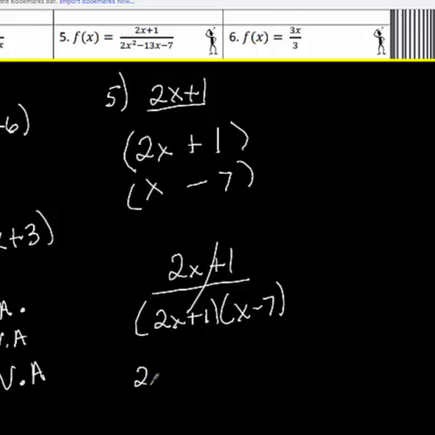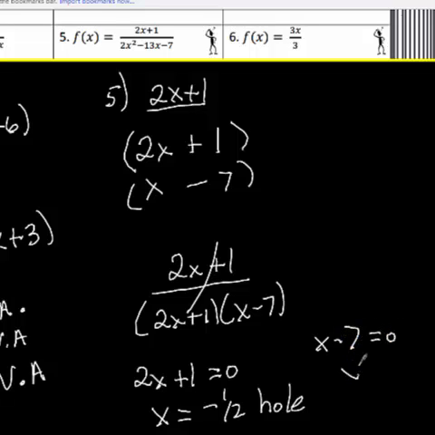So if I set 2x plus 1 equal to 0, that would tell me x equals negative 1/2, and that would be a hole because it actually divides out. Here, if I set x minus 7 equals 0, I get x equals 7. At x equals 7 would be a vertical asymptote. So those would be our pieces.